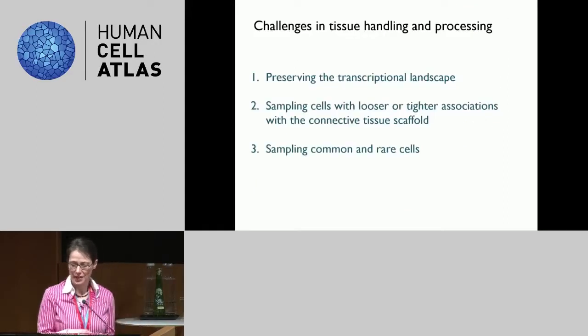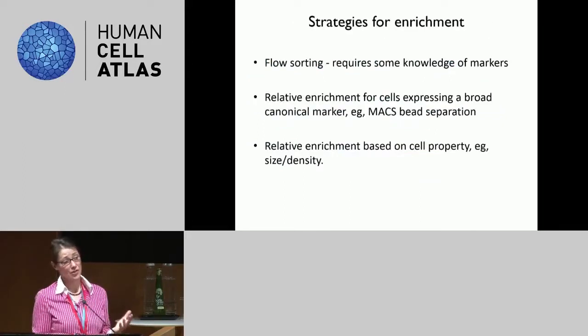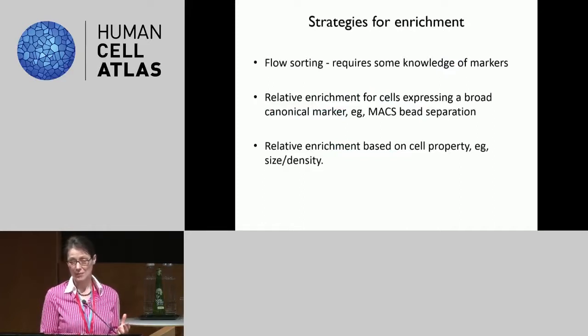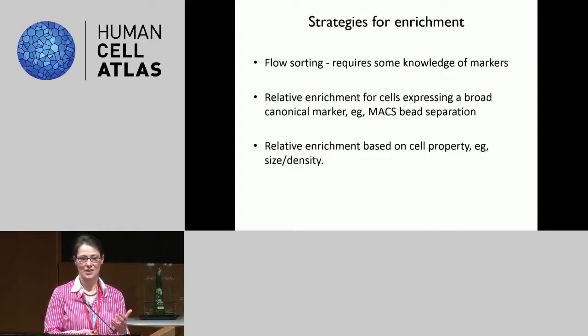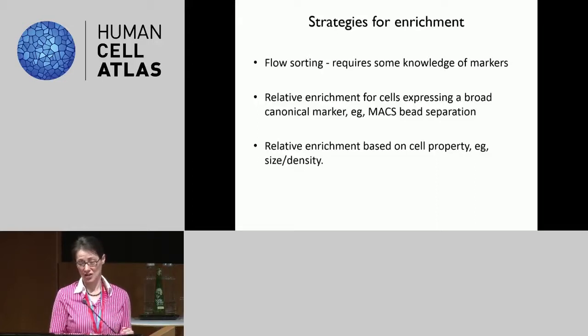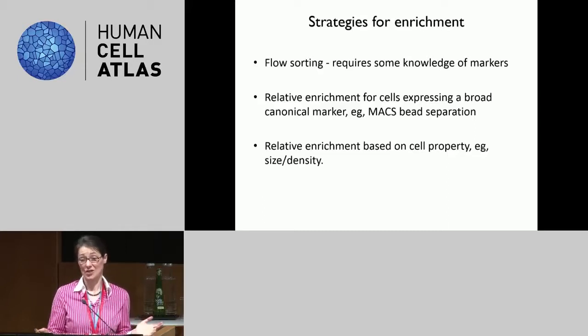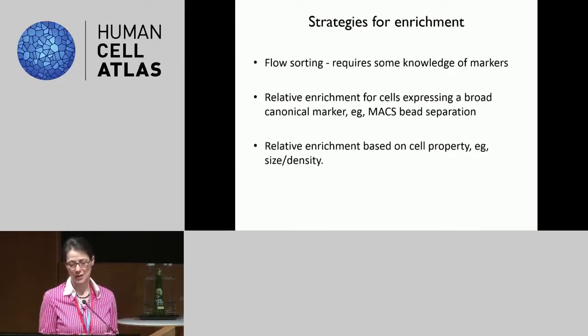Okay, so what about the final issue, the sampling of common and rare cells? Well, I guess there are three broad strategies. We can try and flow sort cells based on known markers, but this obviously wouldn't get us perhaps to the ionophore where we don't know the markers to start with. We can then try relative enrichment strategies, for example, using MACS separation, and we've been doing this for immune cells, so selecting based on just the expression of something like CD45.